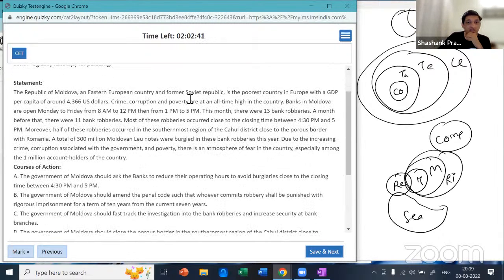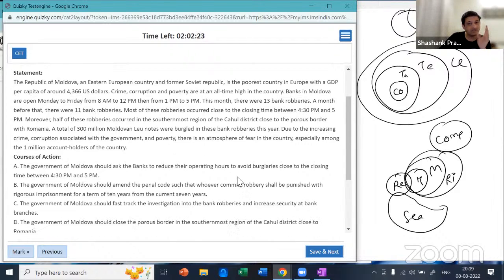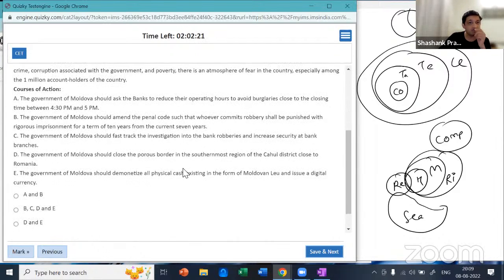The Republic of Moldova, poorest country in Europe, GDP, crime, corruption at an all-time high. Banks in Moldova, 13 bank robberies, 11 bank robberies, southmost region, porous border, 300 million burgled, increasing crime, corruption, fear in the country, 1 million account holders. Very good, so there is a lot of fear. Course of action: what should they do?